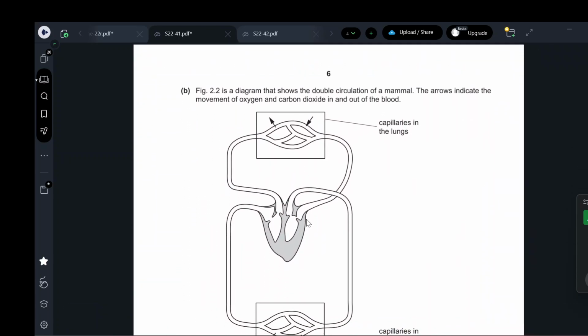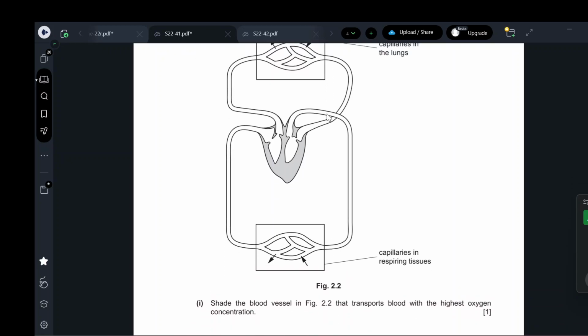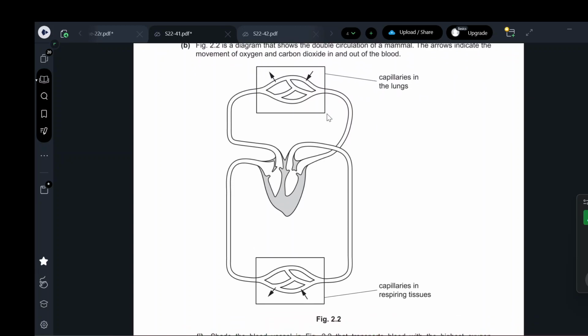Figure 2.2 is a diagram that shows the double circulation of the mammal. The arrows indicate the movement of oxygen and carbon dioxide. Shade the blood vessel that transports the highest oxygen concentration. So it will be the pulmonary vein. Why did I choose the pulmonary vein? Because it brings the oxygen directly from the lungs to the heart. It is not used anywhere yet. This is why it has the highest oxygen concentration.